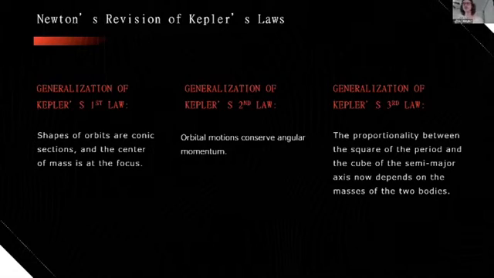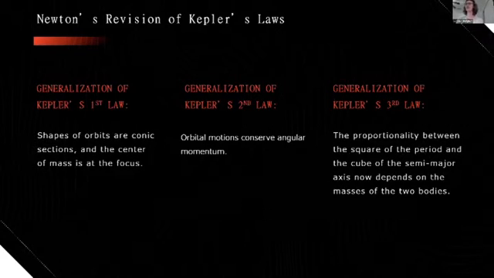I was going to include a slide of how you could work on this to make it better, but Newton did that himself. So his first generalization was that shapes of orbits are conic sections and the center of mass is at the focus. His second generalization is that orbital motions conserve angular momentum.